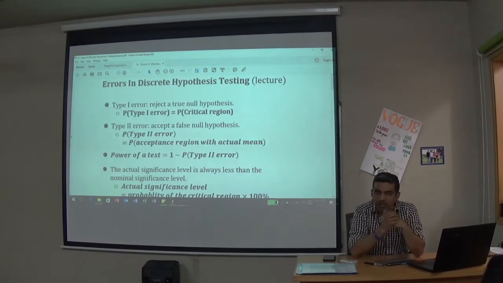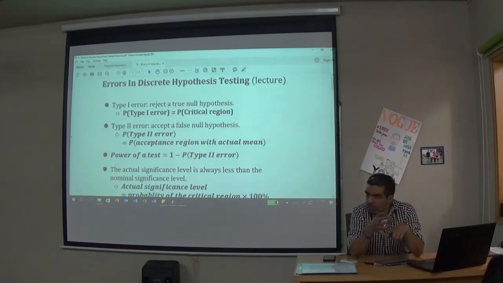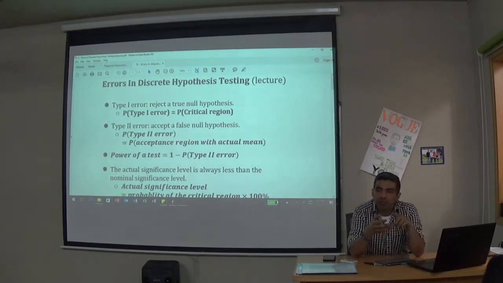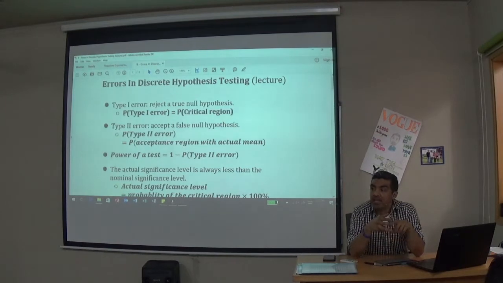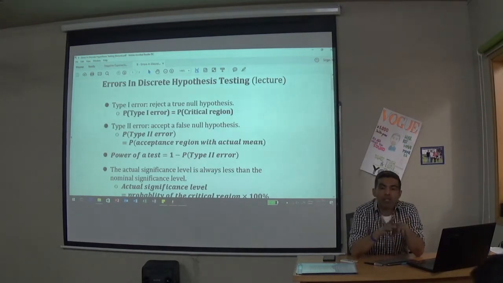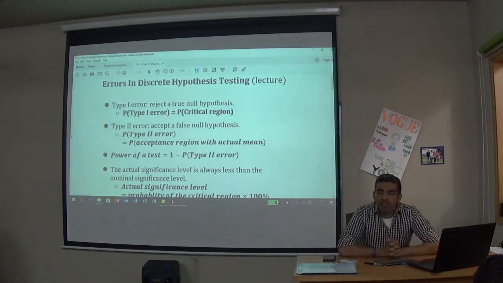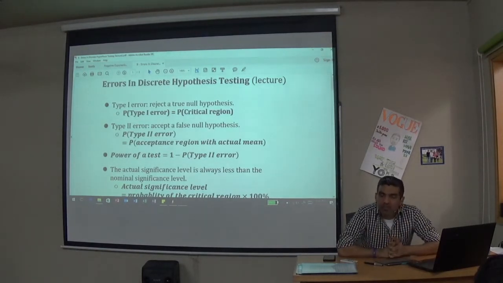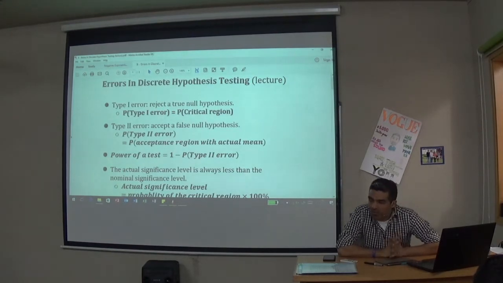is 0.1. The reason was solely this: in continuous, the probability of the critical region is exactly the same as the significance level. Whatever is the significance level is the probability of the critical region, or the probability of the rejection region. But that is not the case with discrete. In discrete, whatever significance level is given in the question is not the actual significance level.